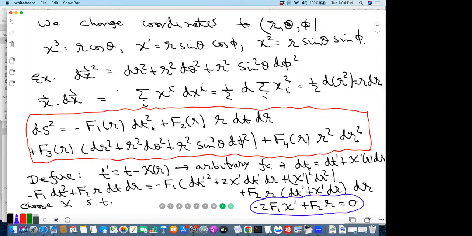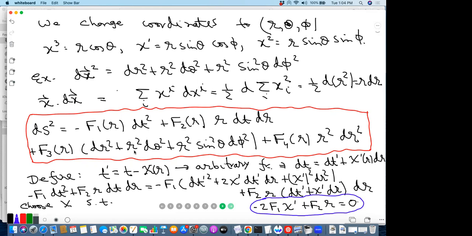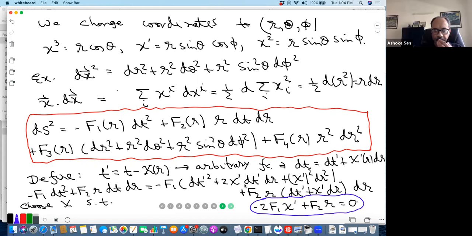One question, what are you making vanish? The coefficient of dt prime dr. Yes, exactly. Coefficient of dt prime dr. Okay, so in terms of this new coordinate system, we'll have a dt prime square term, we'll have no dt prime dr term, and you have these terms as usual. There will be some additional terms that will get added to the dr square coefficient basically.